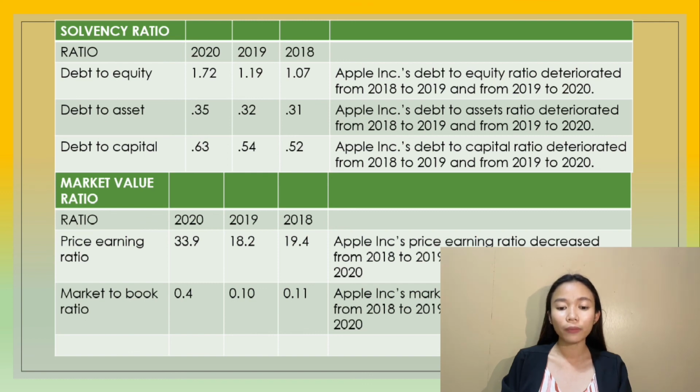Next one, we have market to book value. The market to book value ratio is typically used by investors to show the market's perception of a particular stock value. As to data, Apple Incorporation's market to book value decreased from 2018 to 2019 and hit a 5-year low in 2020. This means that for every $1 of net assets, investors are willing to pay $0.4 of its equity.